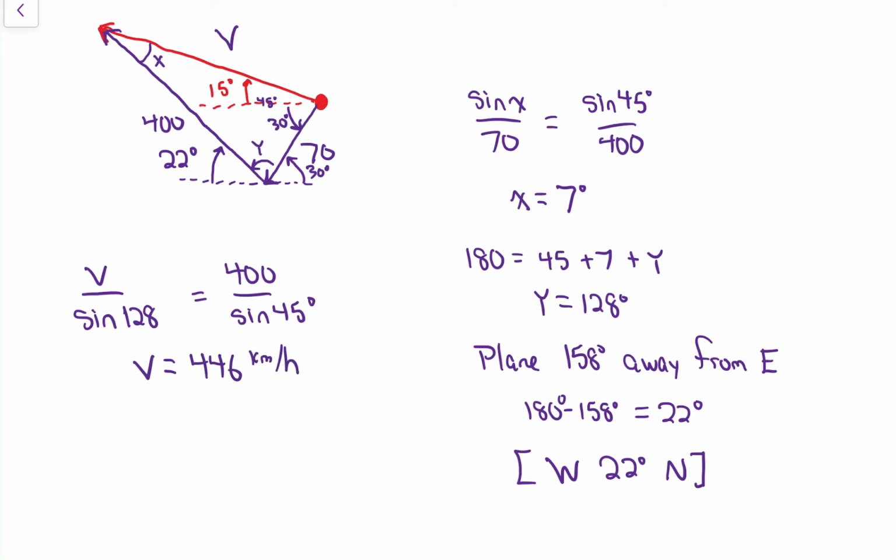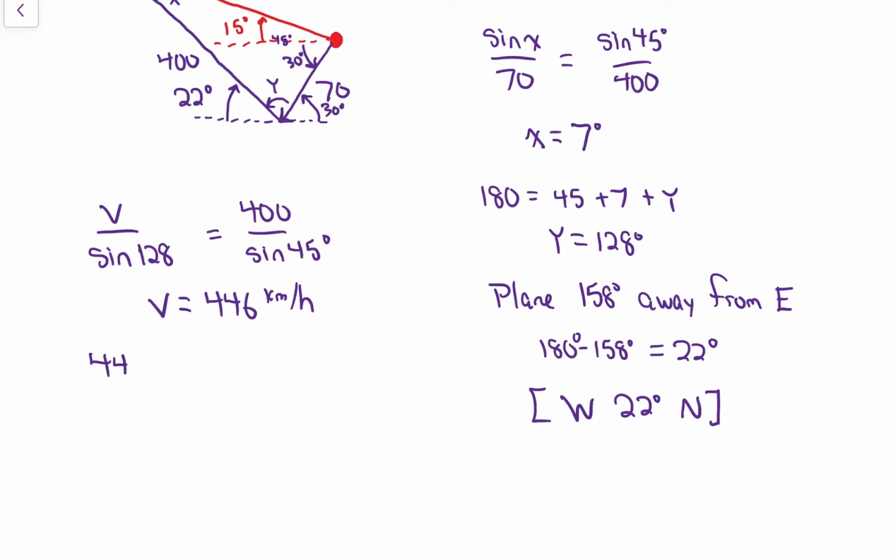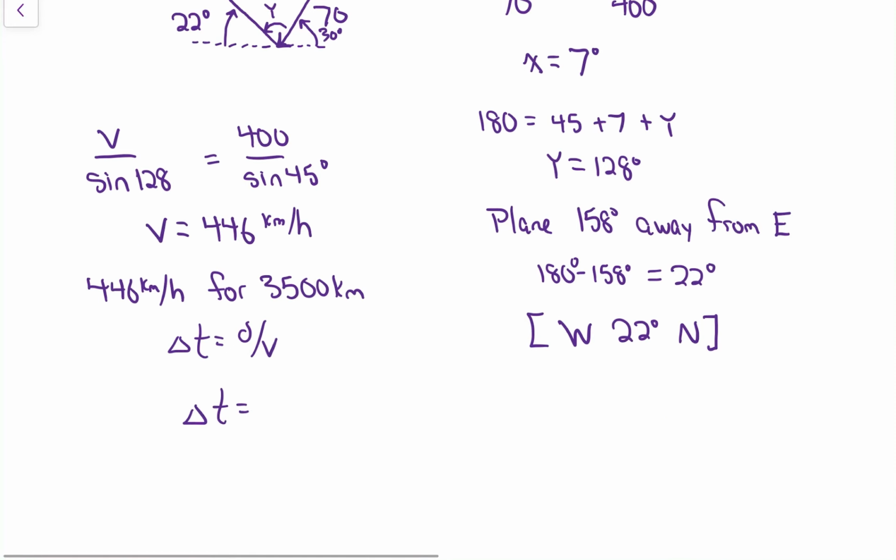Now we're almost done. It's going 446 kilometers per hour, and let me go back and check the question. It has got 3,500 kilometers to go. That's just that simple. V equals d over t. T is going to be d divided by v. So rearranging in my head, I get d over v. Double check my math, but within rounding, I'm getting 7.85 hours.